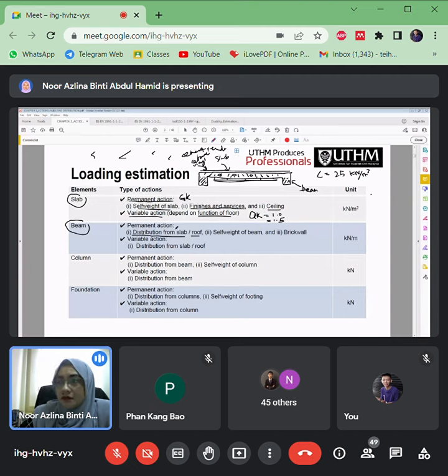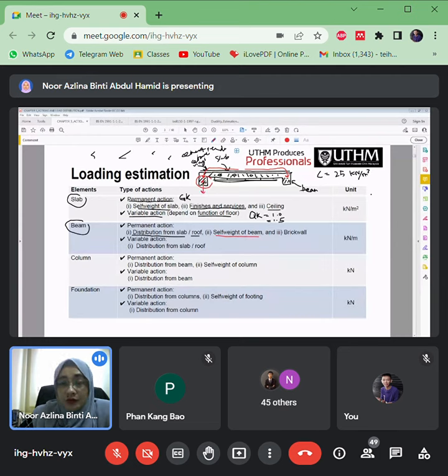Okay, so distribution from the slab. Remember we have one-way slabs and two-way slabs, right? So for example for a one-way slab, it is divided by two. So half of the load from the slab will transfer to this beam, and another half will transfer to this beam. So this beam will carry the load from slabs, and it also has its own self weight.